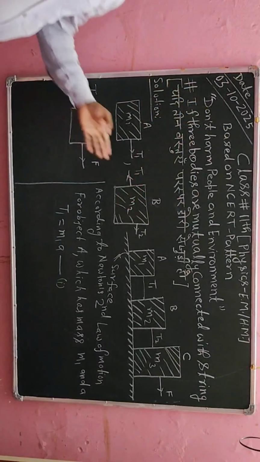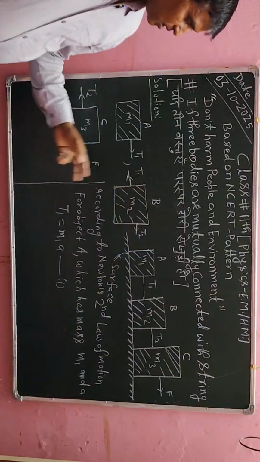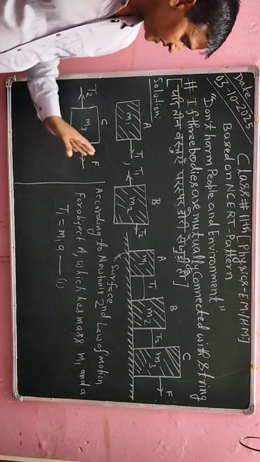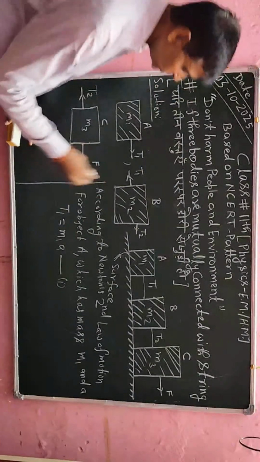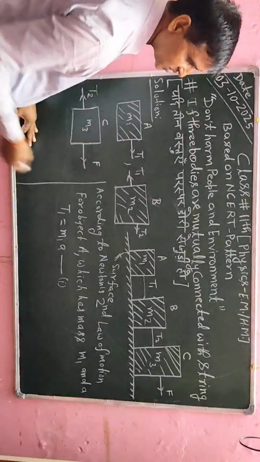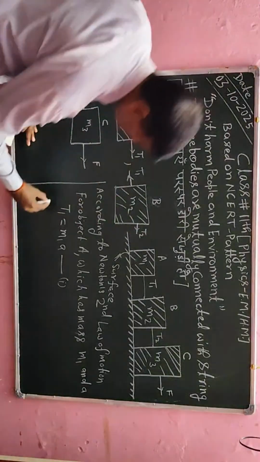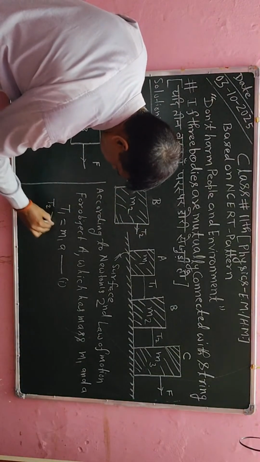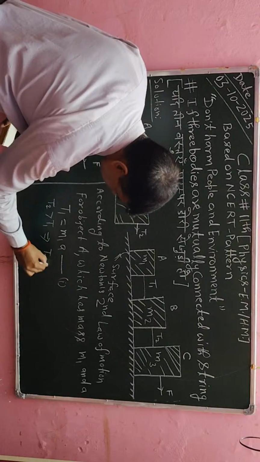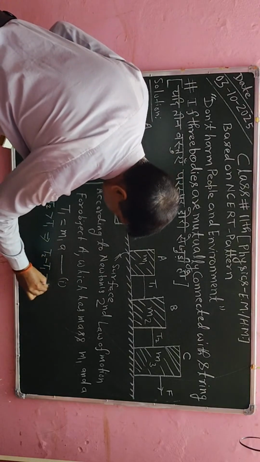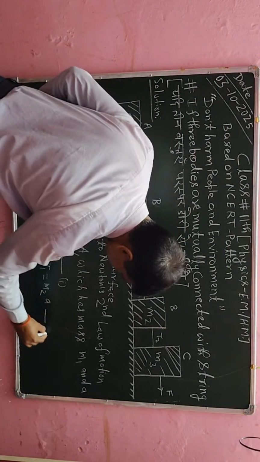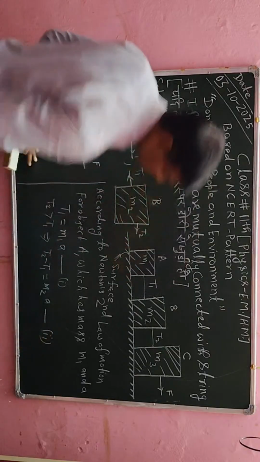Similarly, for the object B with mass m2 and acceleration A, where A is common for every object, this object is moving in the forward direction, so T2 is greater than T1. According to this, I will write T2 minus T1 is equal to m2 into A. I will say this is equation number 2.